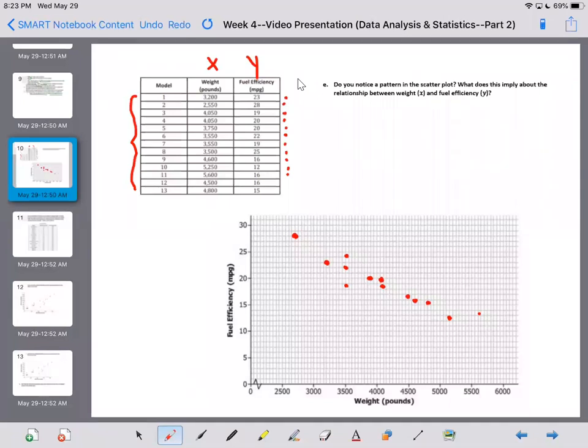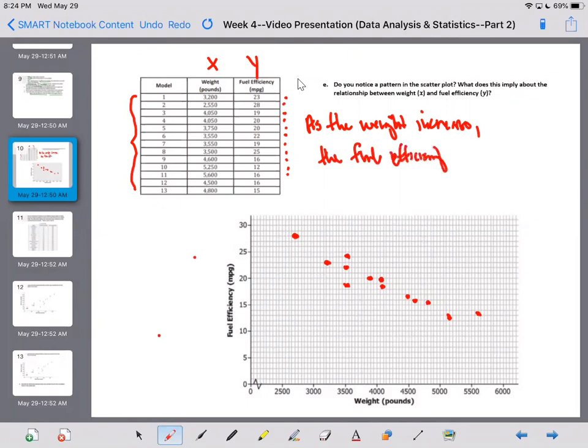All right, so now that you've plotted 13 ordered pairs, you can kind of see patterns in the scatter plot. And so you would think, well, what does this imply about the relationship? And we would say as the weight increases, the fuel efficiency decreases.